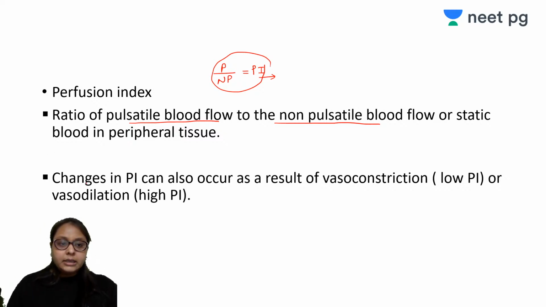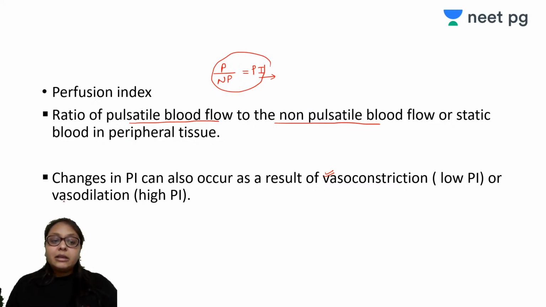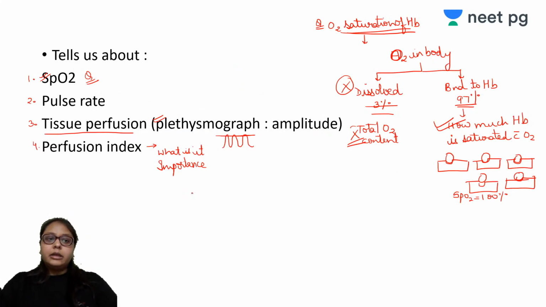So the changes in perfusion index can occur as a result of vasoconstriction. When there is vasoconstriction, perfusion will be less, so the pulsatile blood flow will be less as compared to non-pulsatile blood flow, and the ratio will decrease. That means there is vasoconstriction. Whereas whenever there is vasodilation, the pulsatile blood flow will be more to that area and therefore there will be a high perfusion index. Are you getting my point? So in this, as discussed, there will be SpO2, pulse rate, tissue perfusion and perfusion index.